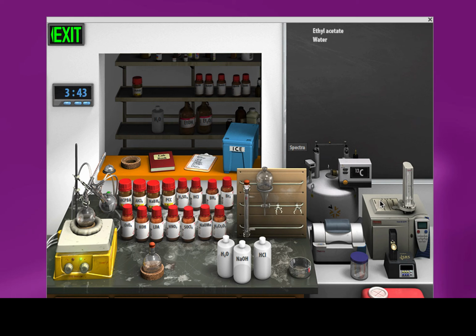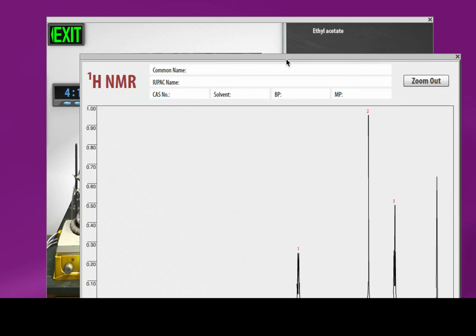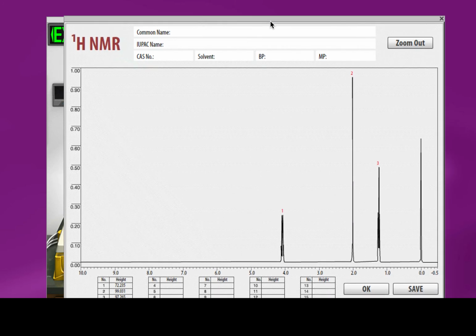All right, so I just did a reaction and got ethyl acetate as my product. So I want to show you how to take and analyze the NMR spectrum for this. So I want the proton NMR, so make sure that's selected. And we'll drag the NMR tube over to the flask. And we get the NMR spectrum.